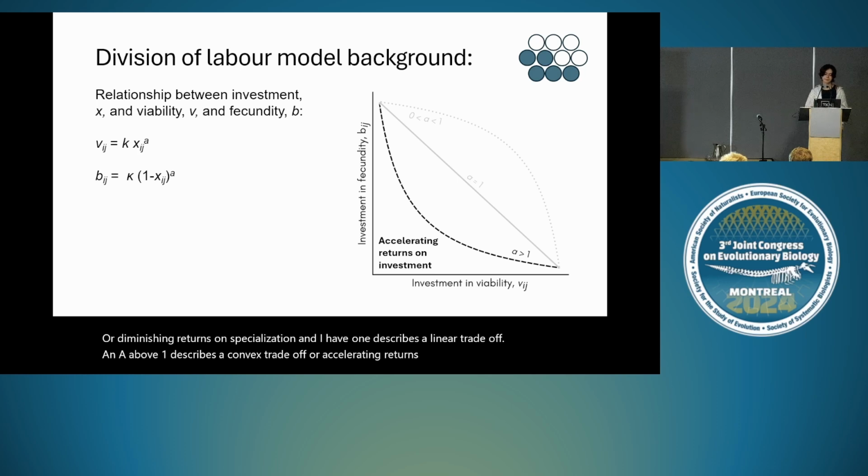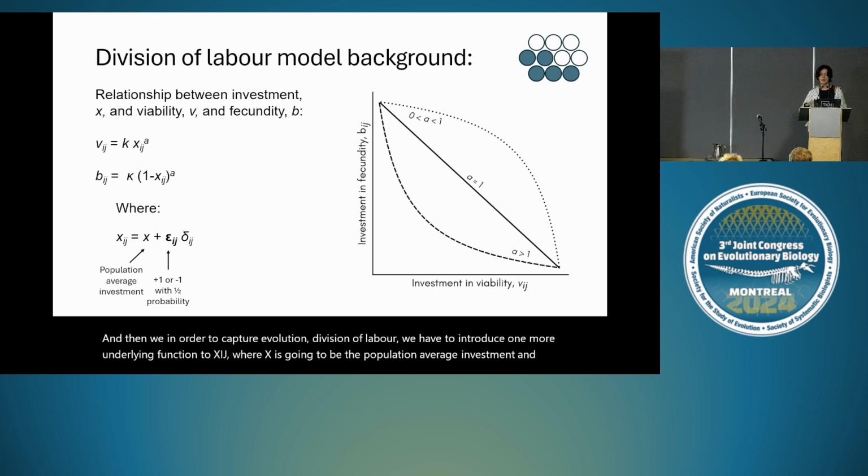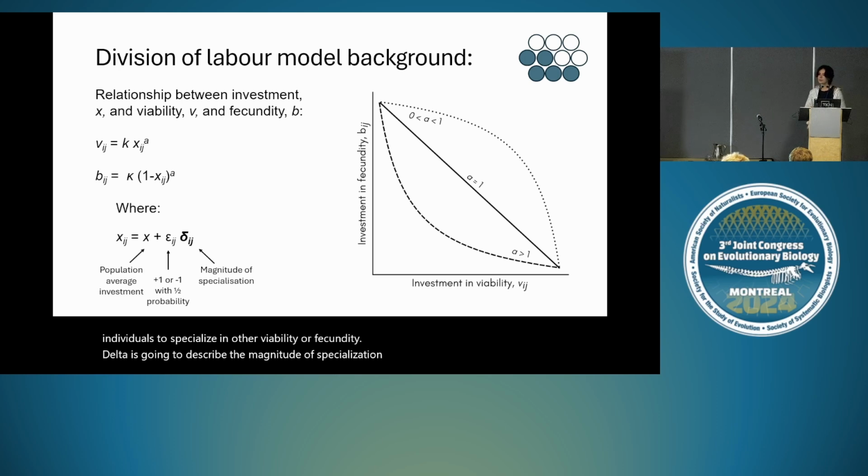on investment. And then in order to capture the evolution of division of labor, we had to introduce one more underlying function to xij, where x is going to be the population average investment in viability. Epsilon is going to be +1 half the time and -1 half the time, randomly assigning individuals to specialize on either viability or fecundity. And delta is going to describe the magnitude of specialization on either of these, allowing us to capture the extent of division of labor.